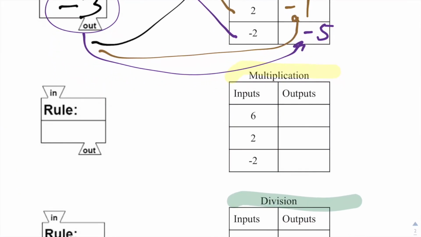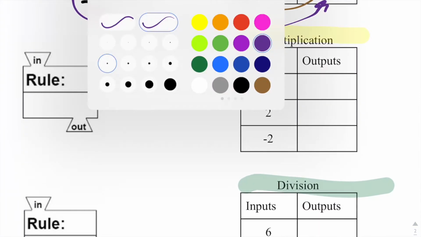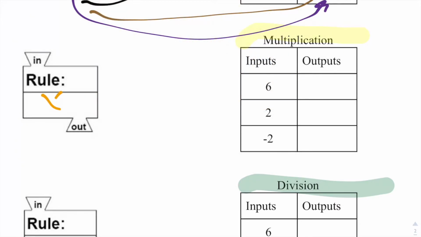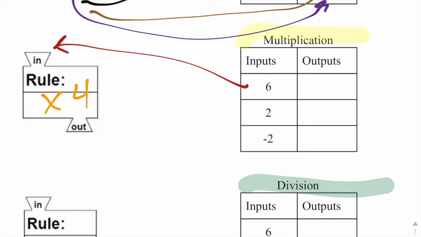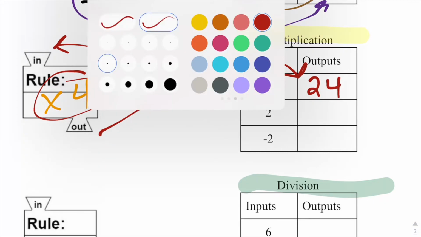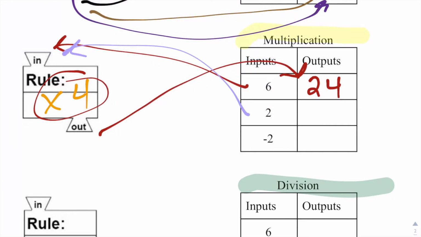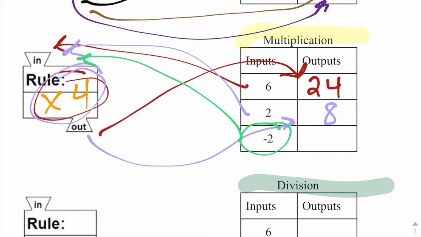Moving forward to our multiplication function machine, let's say our rule for multiplication is times 4. We take the 6 and throw that into the function machine. We multiply 6 by 4 because that's our rule, and what comes out is 24 because 6 times 4 is 24. Then we take the 2 and plug it in. Multiply it by 4 because that's the rule of the machine. What comes out of that is 8. And then lastly, we take the negative 2 and plug that in. Multiply negative 2 by 4 because that is the rule, and what comes out of that is negative 8.